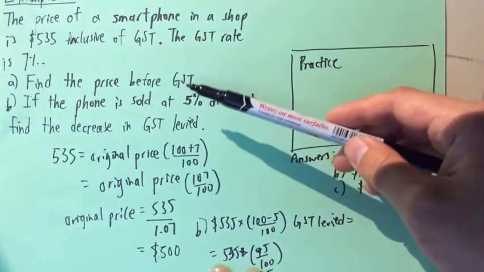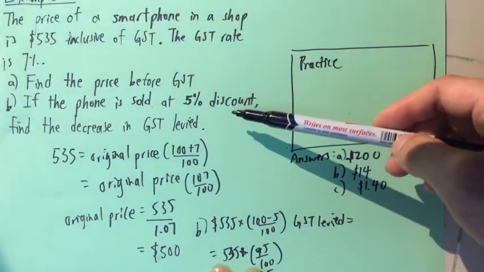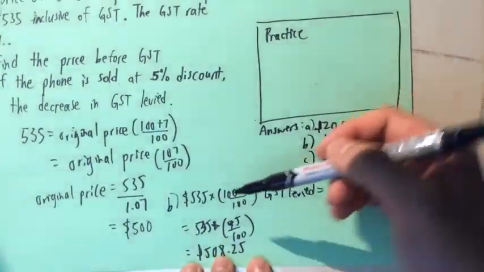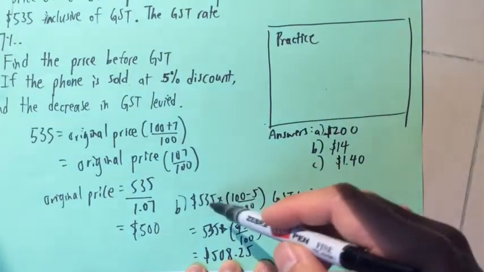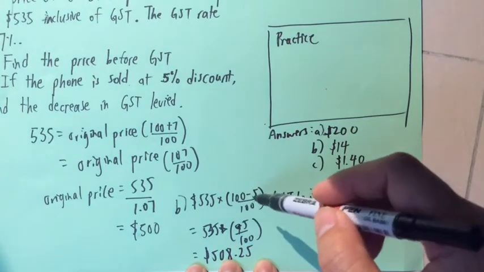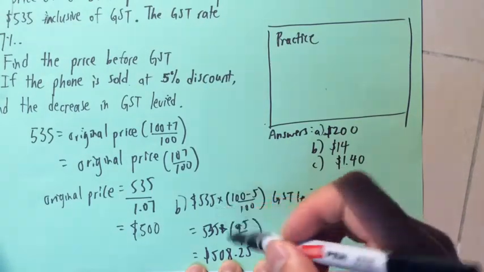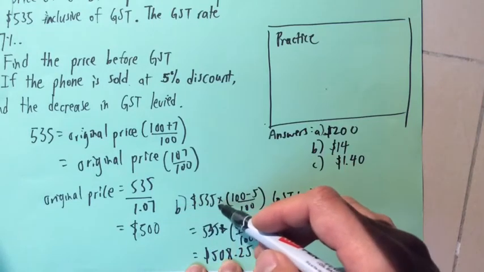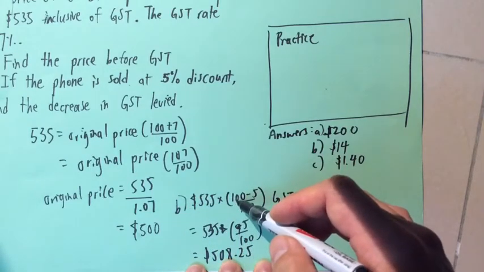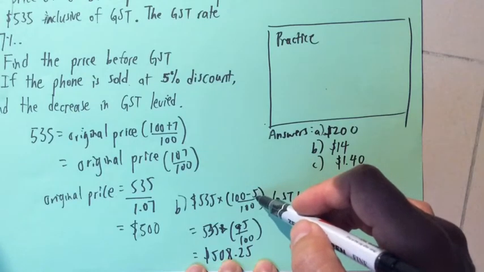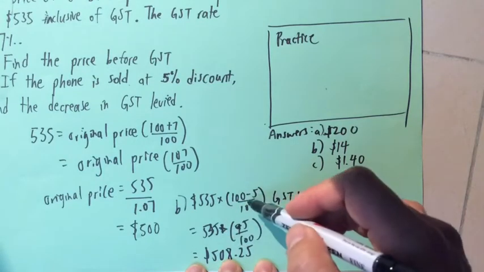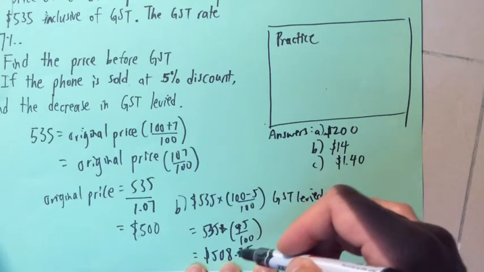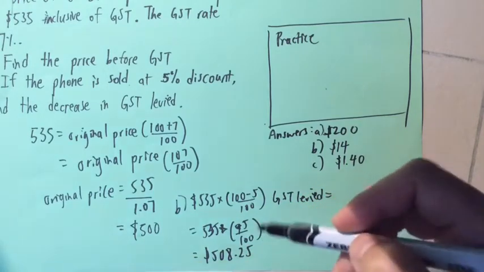Now, question B asks, if the phone is sold at a 5% discount, find the decrease in GST levied. Okay, so first we have to calculate how much the phone costs with a 5% discount. Now, the formula is the new value is the original value times 100% minus the percentage decrease. So 100 minus 5 gives us 95. 535 times 95 over 100 gives us $508.25.